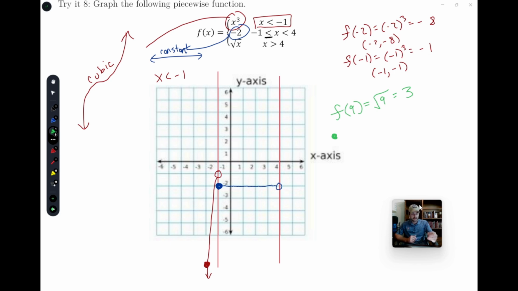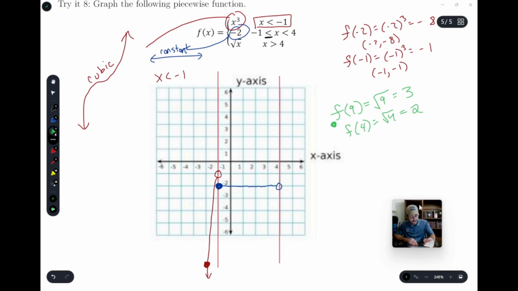Well, I need another point then. So let's try f of 4. And f of 4 is the square root of 4, which is 2. So I can go over 4 and up 2. Oh, I went up 3 there. Whoops. Over 4 up 2. But wait, that's a non-inclusive, or that's a less than sign, not less than or equal. So I'm going to put an open circle there.